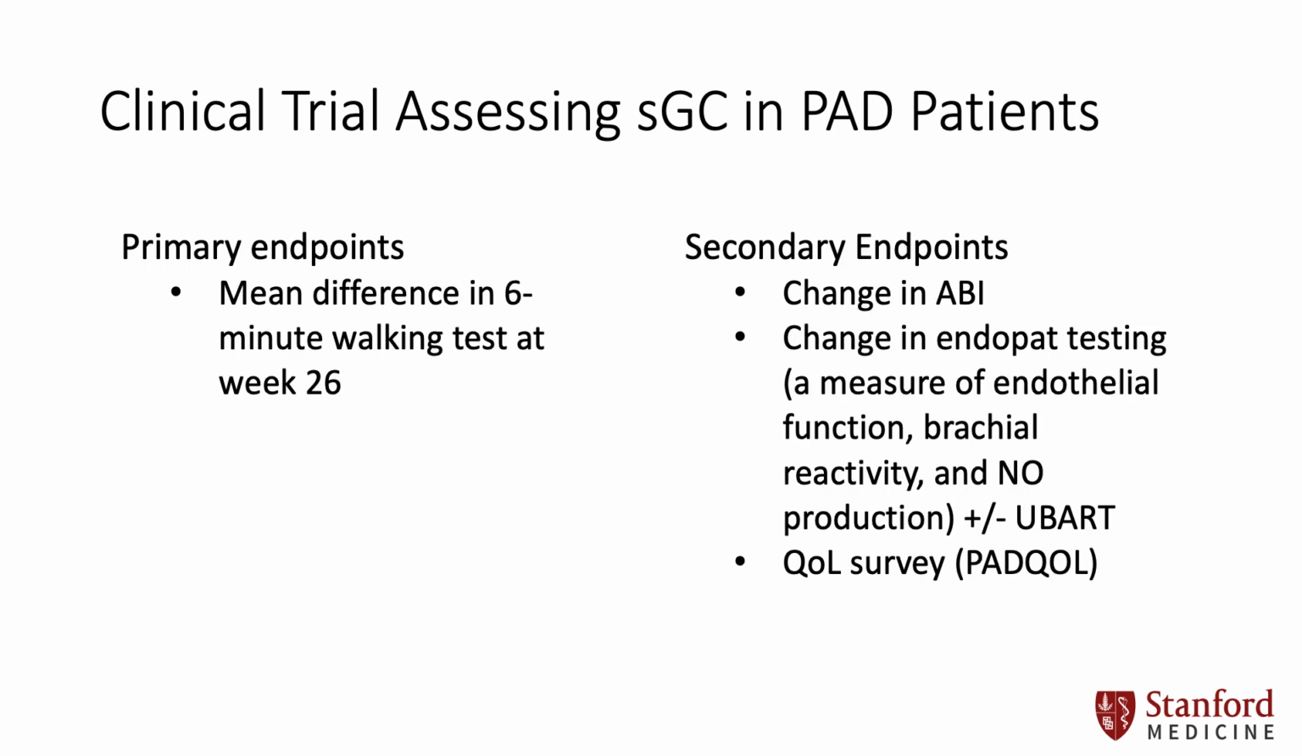As our primary endpoint, we'll be looking at the mean difference in 6-minute walk tests at 26 weeks, and then also as a secondary endpoint, look at changes in ABI and changes in flow-mediated vasodilation, in addition to quality of life survey.